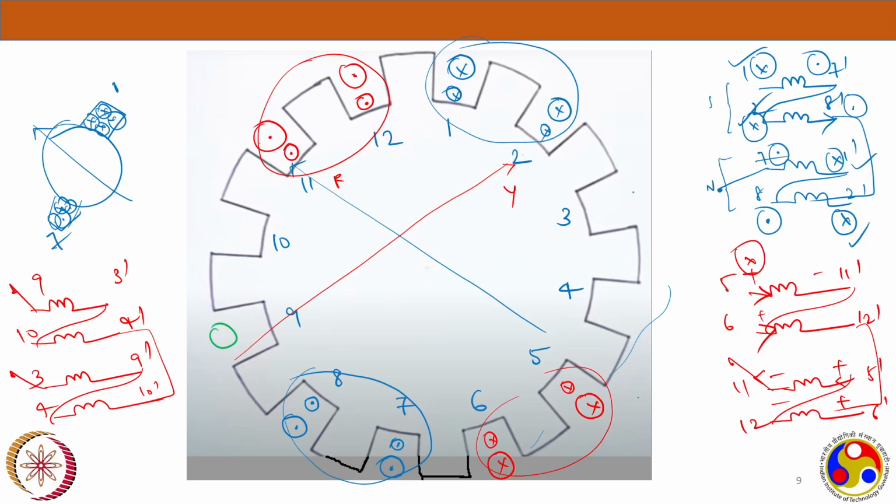9 first one, and 3 dash small one, and the next one is 10 and 4 dash, 10 and 4 dash, and the next one is 3 and 9 dash, 3 9 dash, and 4 and 10 dash, 4 and 10 dash. So again the dot and cross I am marking. 9 and 10 are having, going inside, that is cross. So 9 and 10 are having cross.